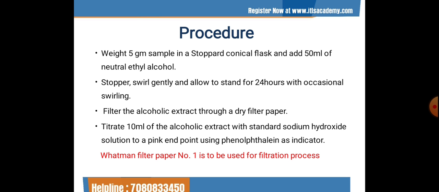We have to titrate it with a 0.05 normality solution of sodium hydroxide, and until all the alcoholic acidic content of the wheat has reacted, it will give a pink end point. Whatman filter paper number 1 is to be used for the filtration process, which you should keep in mind.